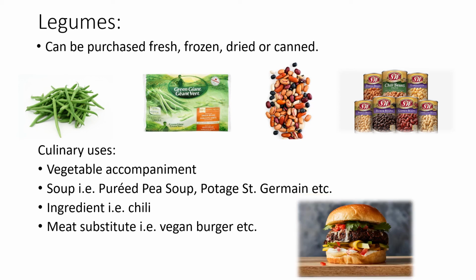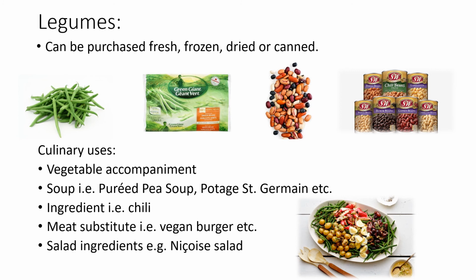As I said, as a meat substitute, you see a lot of vegan burgers, for example, that are patties made up from legumes, beans, etc. And they can be used as salad ingredients. A good example, and I believe you'll be making this salad next semester, is the very famous French niçoise salad that has beans as one of the main components of that salad.